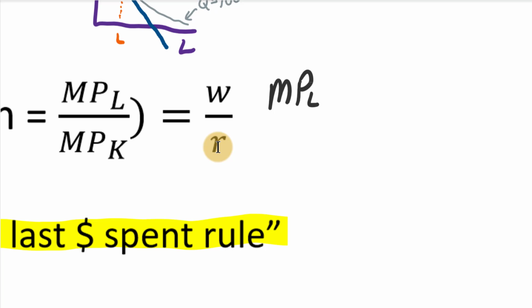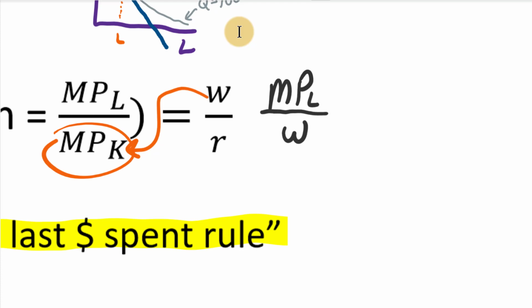Marginal product of labor divided by W. All right, so we're just moving that over there by dividing both sides by W. And multiply both sides by the marginal product of capital. That's going to move that up there where W was. Marginal product of capital divided by the cost per unit of capital.